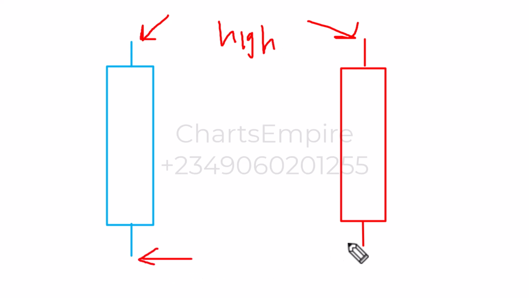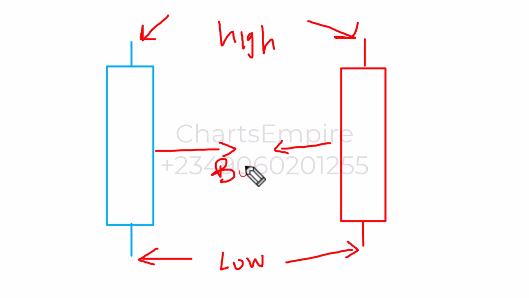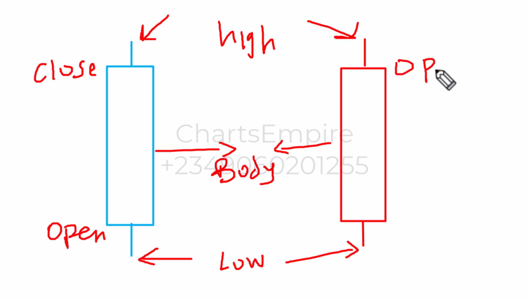So right here and right here, they are the high or upper wick. Right here and right here are the low, or lower wick, while this and this are what we call the body, right? This is a bullish candlestick. We have the open at the bottom and we have the close at the top, right? The difference is that for a bearish candlestick we have the open at the top and the close at the bottom.